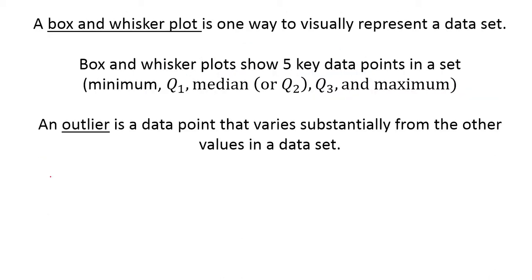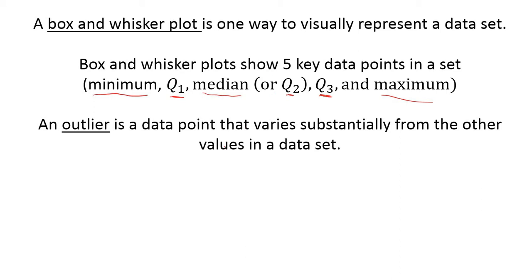Okay, let's talk box and whisker plots. You've probably seen these before. This is a way to visually represent a data set. Five key points show up here. You've got a minimum value, Q1, which we call the first quartile. The median value we already talked about. That's the same as Q2, by the way. Q3, the third quartile, and your maximum value shows up. Sometimes we call that a 5-number summary.